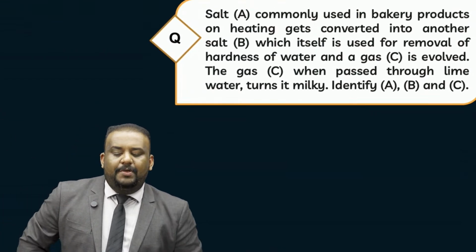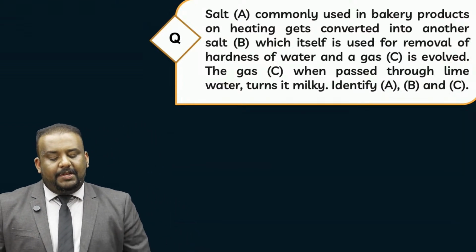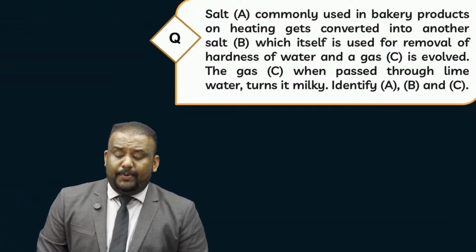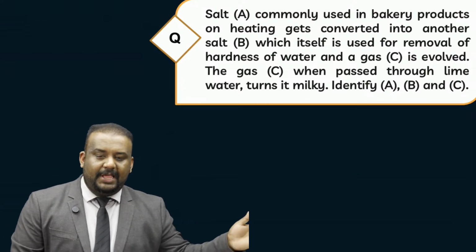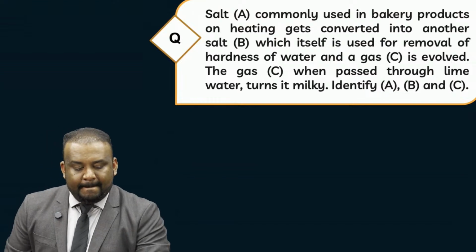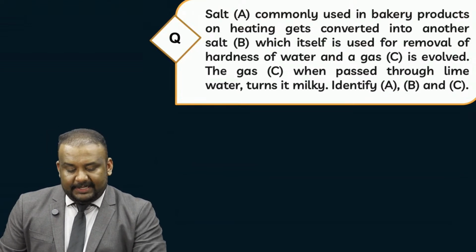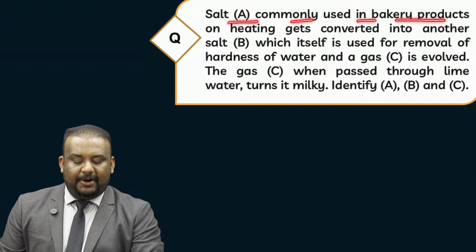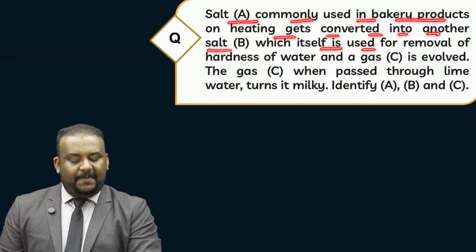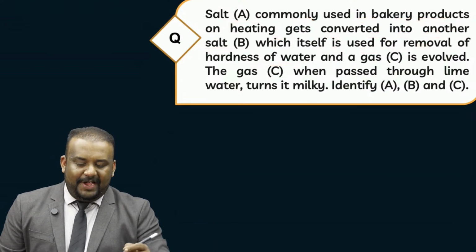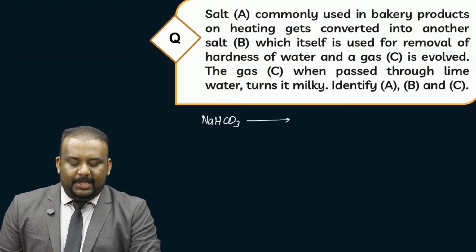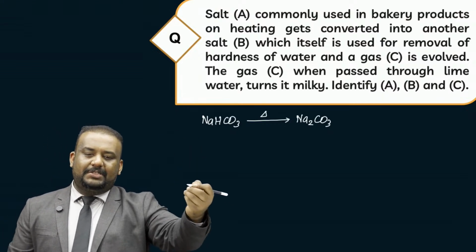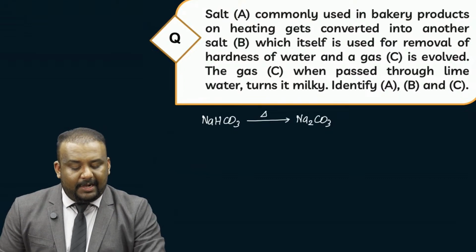Salt A, commonly used in bakery products, on heating gets converted into another salt B, which itself is used for the removal of hardness of water, and a gas C is evolved. The gas C, when passed through lime water, turns it milky. Identify A, B, and C. Guys, look, the hint is there in the question itself. Salt A, commonly used in bakery products, on heating gets converted into another salt which is used for removal of hardness of water. So we understood salt A has to be baking soda, NaHCO3. This on heating will form Na2CO3, which is soda ash, which can be recrystallized to get washing soda, that is used for removal of hardness of water.